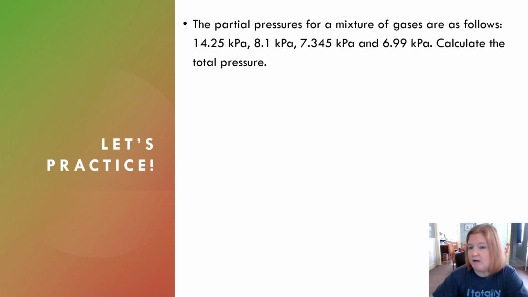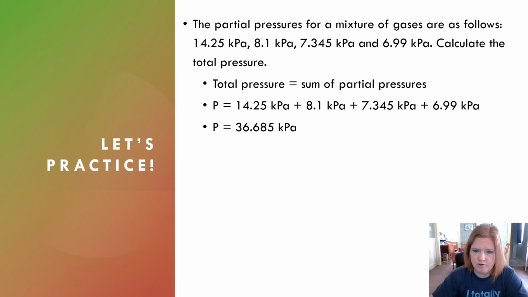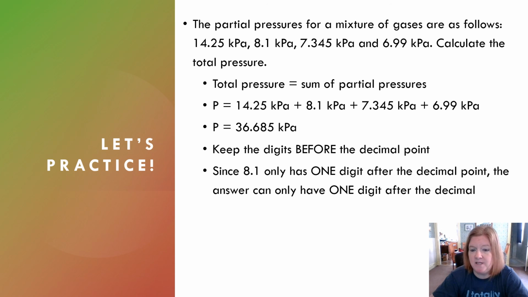All right, so here's partial pressures. Calculate total pressure. So total pressure is the sum of all the partial pressures. So I add them up, I get this. Now I added, right? So the rule for adding is I keep everything to the left of the decimal, and then I look after the decimal. What was the lowest number of significant figures? So 8.1 only has 1 digit after the decimal point, so the answer can only have 1 digit after the decimal point, so you have to round it appropriately. Notice number units, no naked numbers.